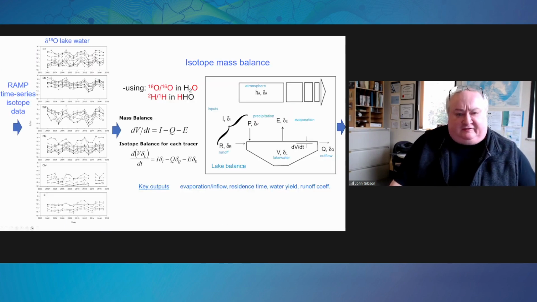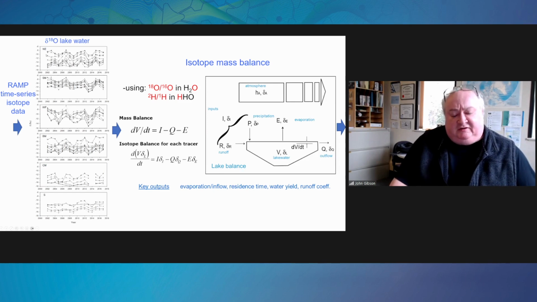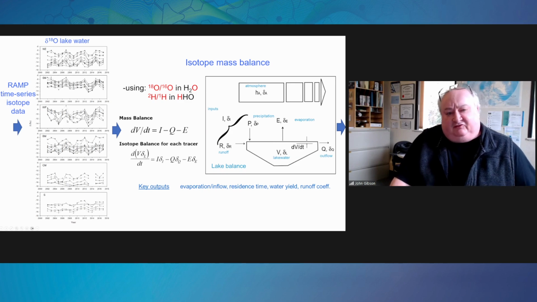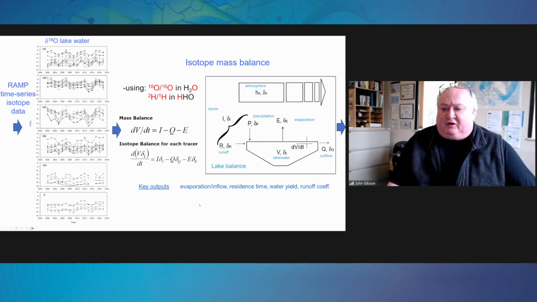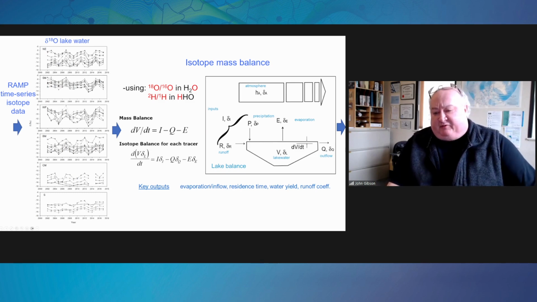Here's the same O-18 data. So that's just the one dimension, but it's showing the progression over time for each subgroup of lakes. So you can see here the variations. We put this into the isotope mass balance framework, and we can calculate things like the evaporation to inflow ratio, so the fraction that's lost by evaporation.